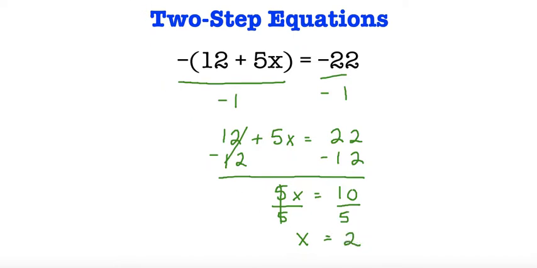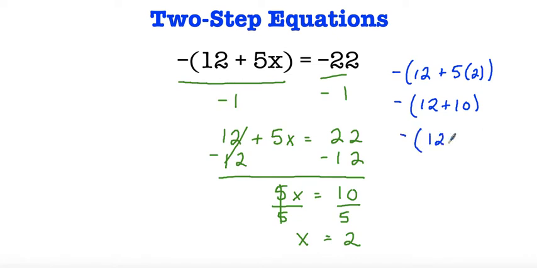And if we wanted to check our answer, we would rewrite this and substitute x with 2. So here we have negative 12 plus 5 times 2. So negative 12 plus 10. So, 12 plus 10 is 22. So a negative times a positive 22 is just negative 22. So since we got the same answer as our equation, that's how we know that this is true and x is equal to positive 2.